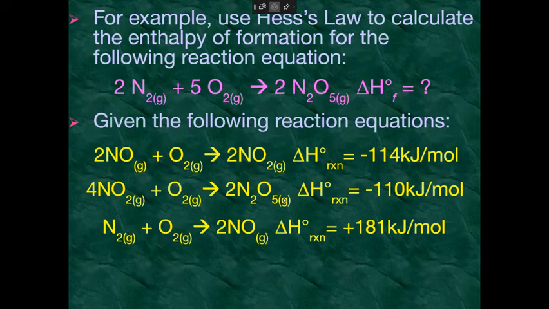So equation number 3 has N2 in the reactant side, but the coefficient's not quite right. The coefficient's 1, and I need it to be 2. So I'm going to multiply that third equation by 2, the whole thing by 2. I'm going to skip over oxygen. Here's another helpful suggestion: when you see something that is in more than one equation in the bottom, don't try to mess with it.